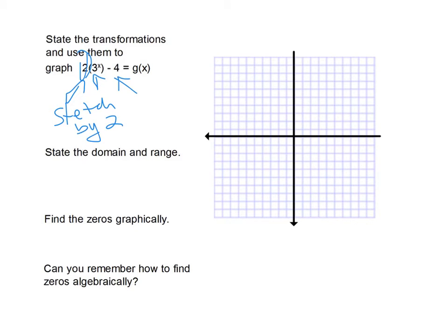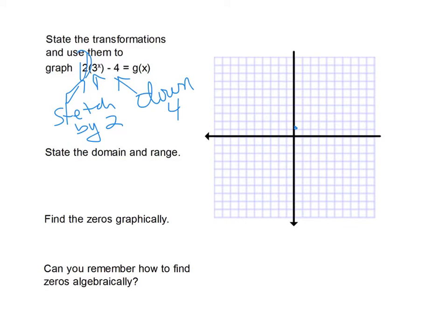Okay? And that minus 4, since it's outside of the function, it's going to make us go down 4. Okay, so those are our shifts. So let's talk about what the original function is. This is not the one they're asking us to graph.